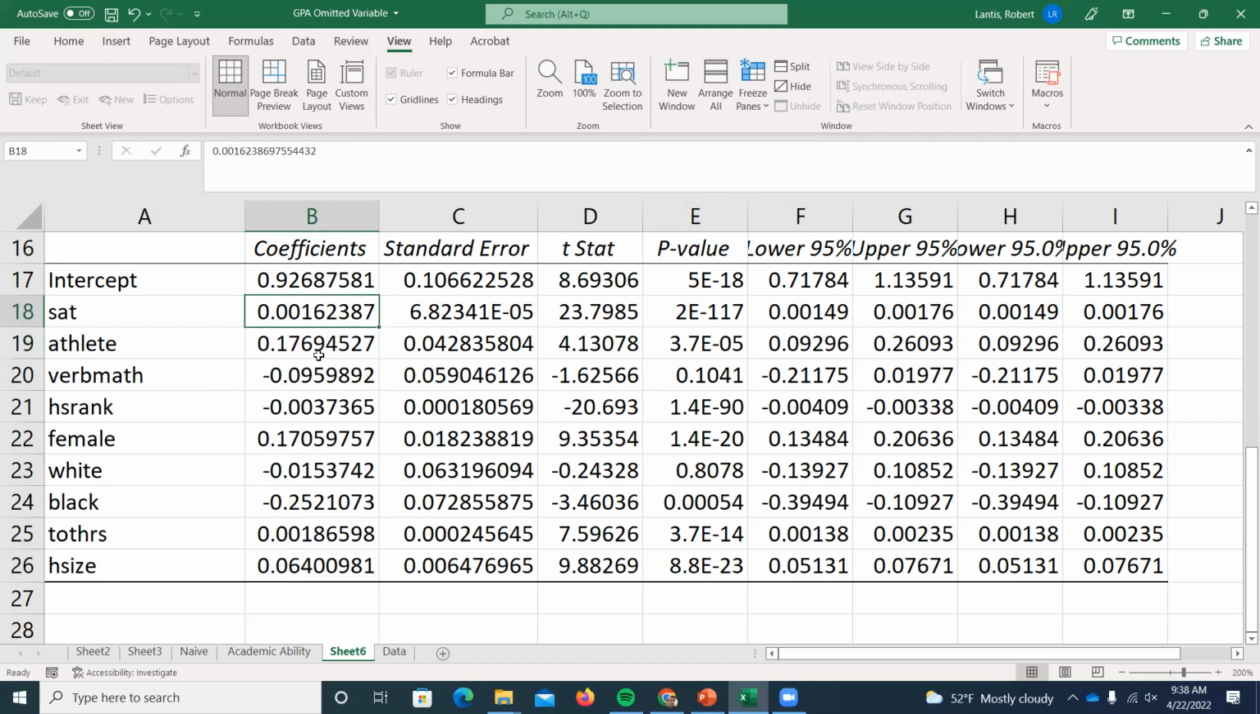So two people with the same exact SAT score, same score on this verbal math test, same high school rank. They're both either female or not. They both are of the same race. They both have the exact same total number of credit hours. They both went to a high school of the exact same size, but one of them was a student athlete and one of them wasn't. We would expect their GPA to be 0.17 higher. That's a lot more powerful, this statement, right? Holding constant all those other factors, now the effect of being a student athlete looks like it's actually positive.